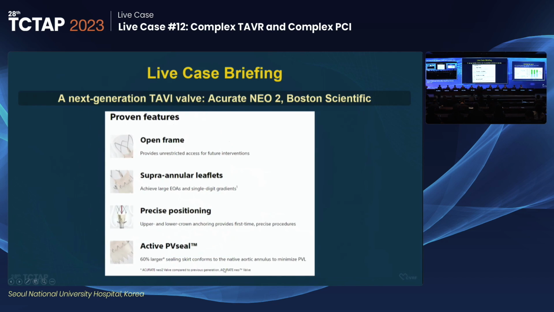It has several good things. First, it is an open frame, providing easy accessibility to coronary ostium. It's very similar to Sapien. It is a supra-annular structure, providing wide orifice area and low residual gradient. It's very similar to Evolut.